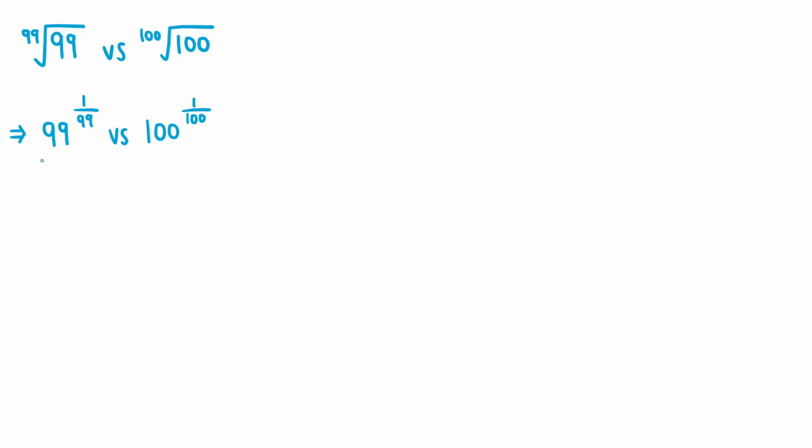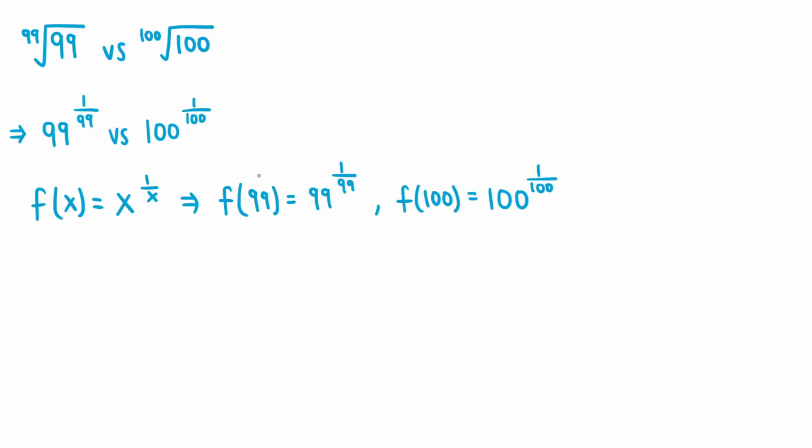Actually, let's just rewrite the expressions as 99 to the power of 1 over 99 and 100 to the power of 1 over 100. So we're trying to determine if the expression with the larger base or the larger exponent will result in the larger overall expression in this case. Let's express 99 to the power of 1 over 99 as f of 99 and 100 to the power of 1 over 100 as f of 100, where we define f of x as x to the power of 1 over x. We just need to show that this function is either monotonically increasing or decreasing to determine if f of 99 or f of 100 is greater.